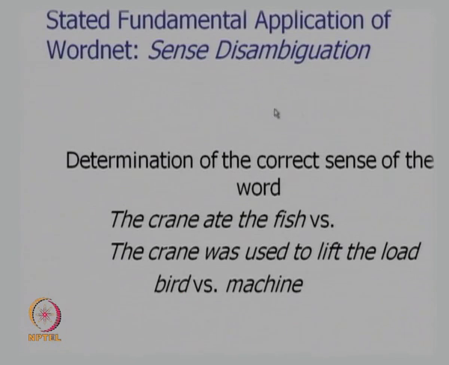Now, the stated fundamental application of Wordnet is sense disambiguation, which in short is the determination of the correct sense of the word. So, here there are two sentences: the crane ate the fish versus the crane was used to lift the load. In the first case, crane is used in the sense of the bird, and in the second, crane is used in the sense of a machine.